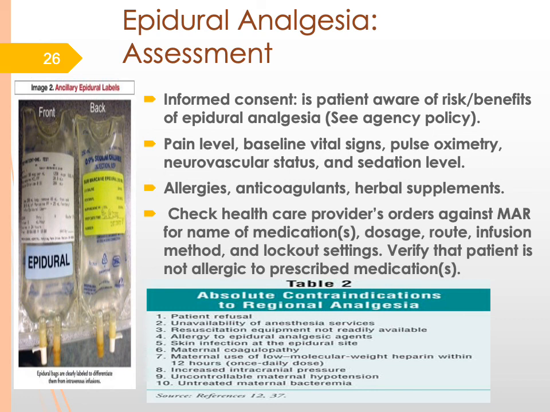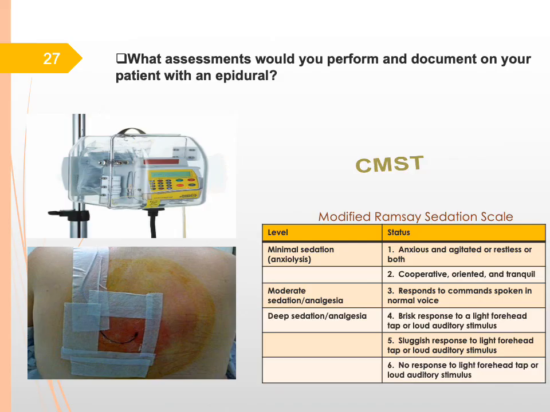the site, maternal coagulopathy. I don't know if any of you remember any of those, but things like DIC, or the patient's at risk for bleeding. The patient used heparin within 12 hours. If there's increased ICP, because pressure can be changed by puncturing, using the needle to start the therapy, the catheter rather. If there's uncontrolled maternal hypotension, so drugs can cause hypotension, or untreated maternal bacteremia.